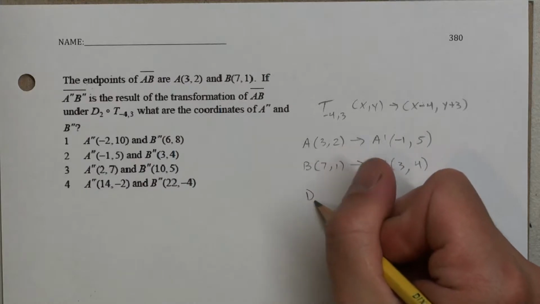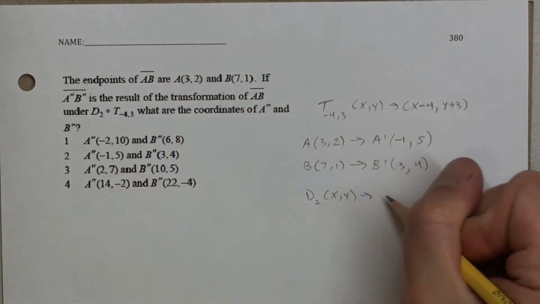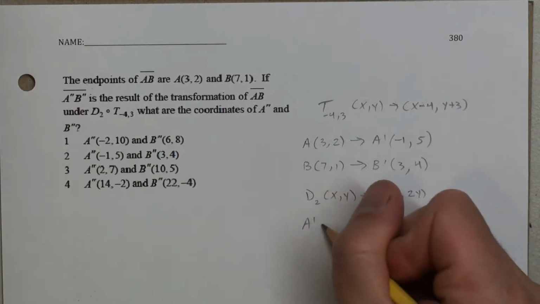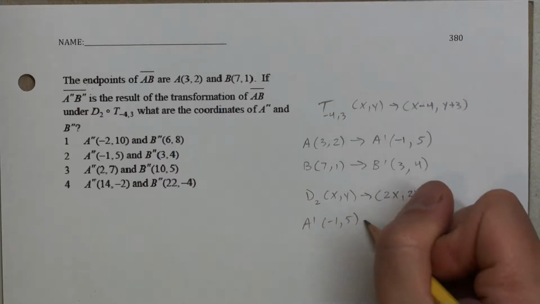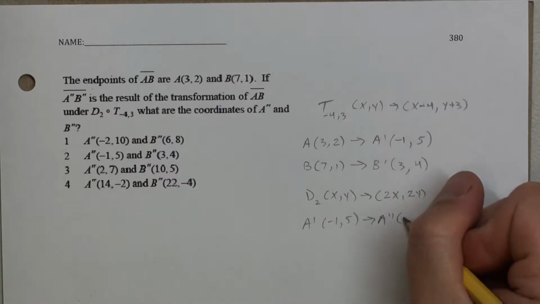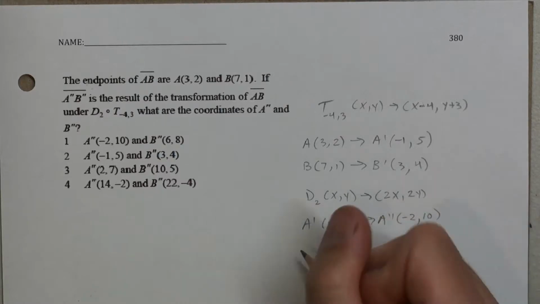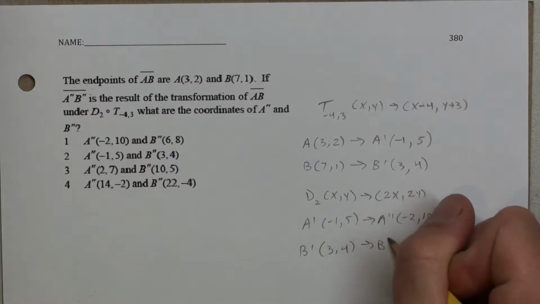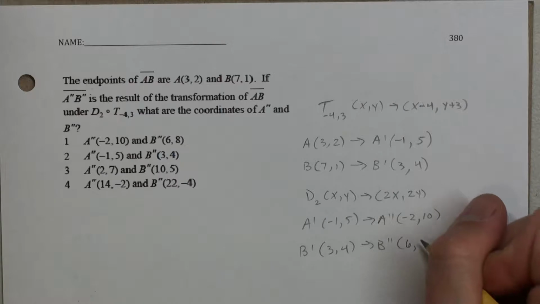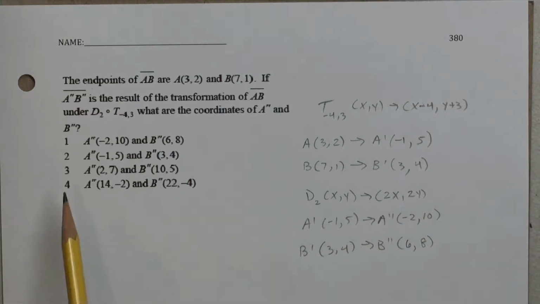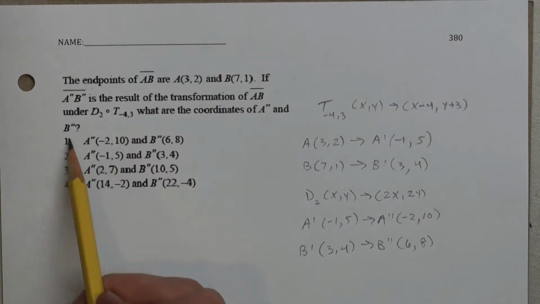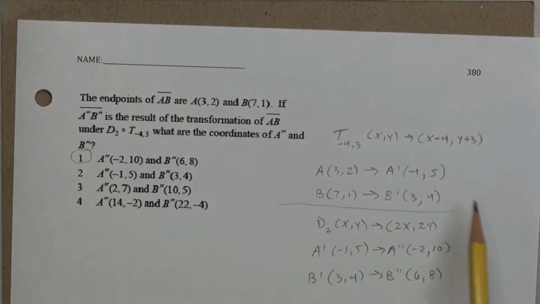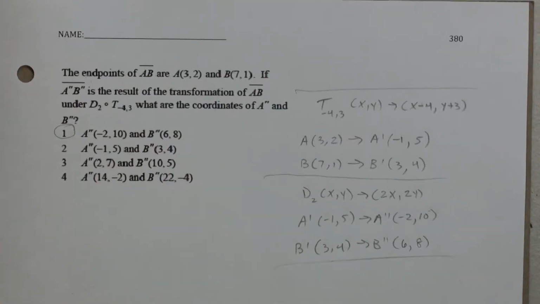Then we're going to do a dilation of 2, which will take (x, y) and make it (2x, 2y). So my A prime, which is (-1, 5), will become A double prime at (-2, 10). And my B prime, which is (3, 4), will become my B double prime, which will be (6, 8). So that would be choice 1. And again, this was 2 separate transformations.